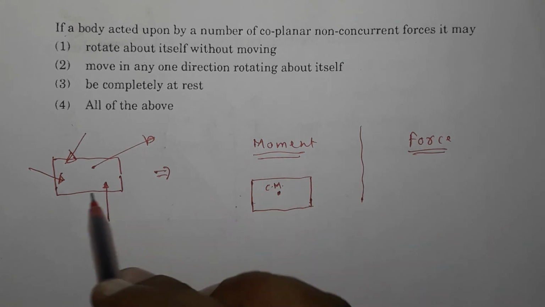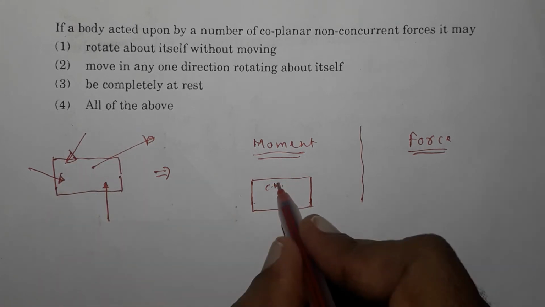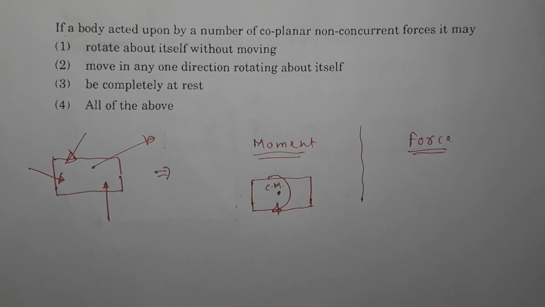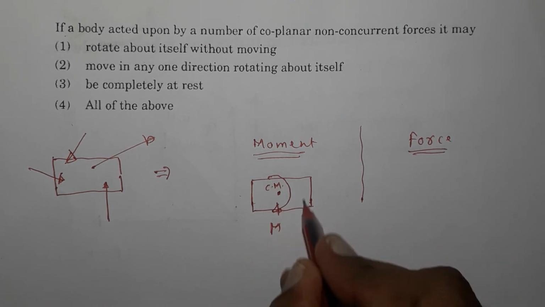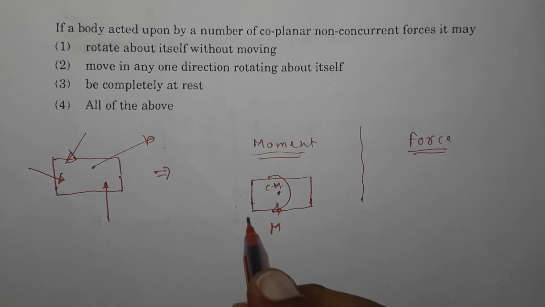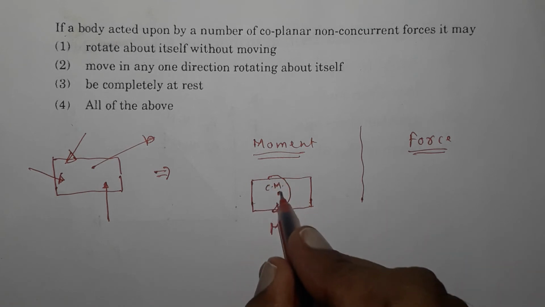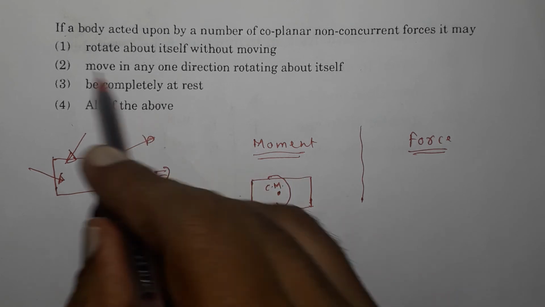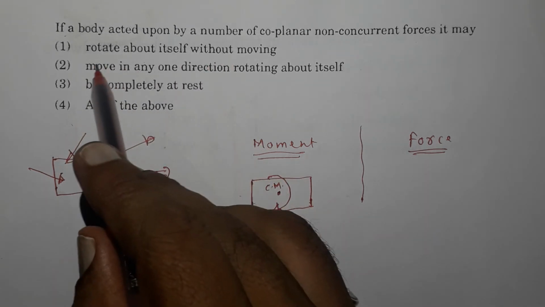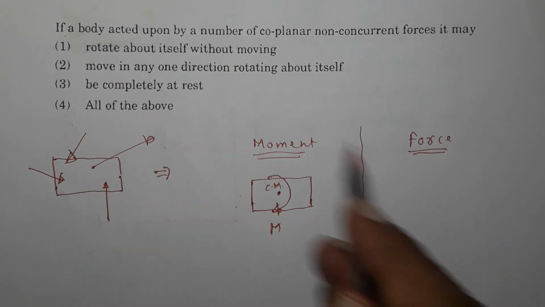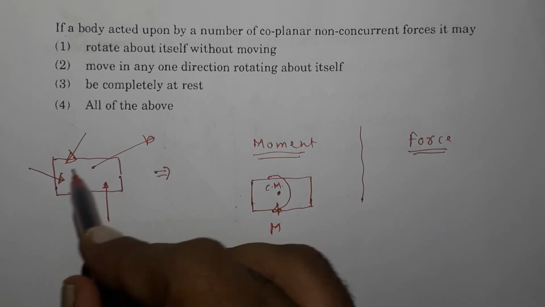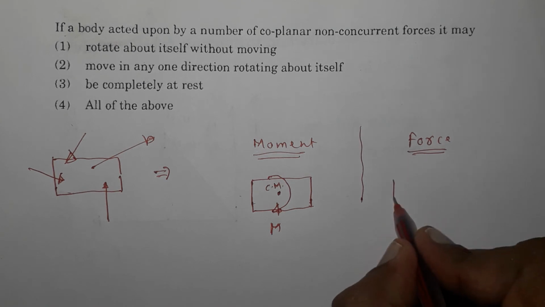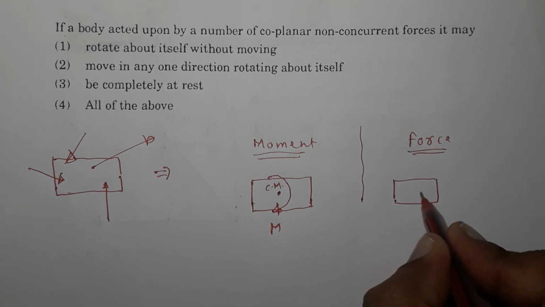So if the resultant of these forces is a moment, then the body will rotate about itself without moving in any direction. So if the resultant of the given forces is a moment, then the first condition is possible. The body will rotate about itself without moving. If the resultant of the given force system is a force, then there are two possibilities.